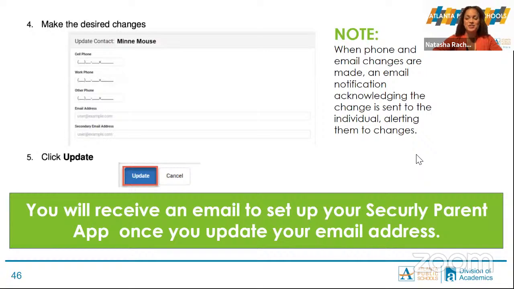So from here, like I said, you'll make your desired changes and click update. Make sure you click that blue update button to save that information, and then we will have access to that information. Shortly after you update your email address, you will receive that email from Securely. And again, you'll just want to make sure you check your email inbox and search for that Securely email, and then you'll be able to have access to this amazing resource.